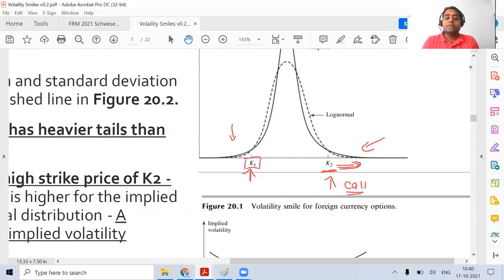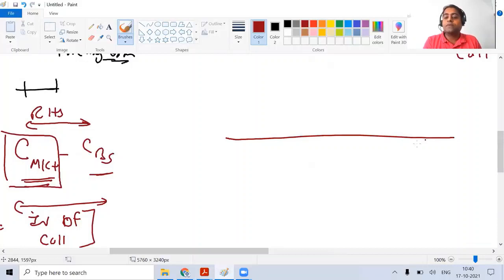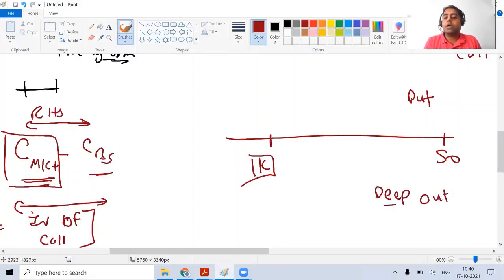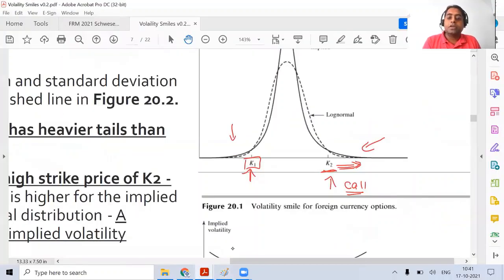Now think about this from the put perspective. One second. So if you have a strike price over here and your S0 is over here, we're talking about a put. Is it a deep out of the money put? Do you realize this situation? Because now your stock will have to be higher and cross this barrier to be in the money. Fairly simple, right?